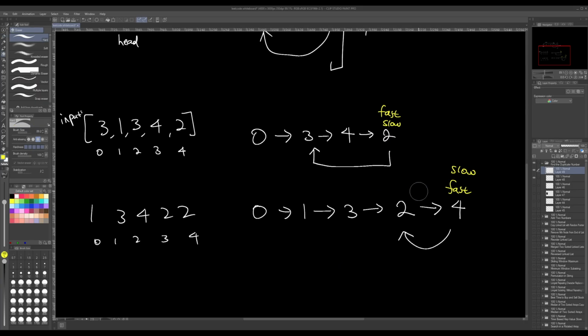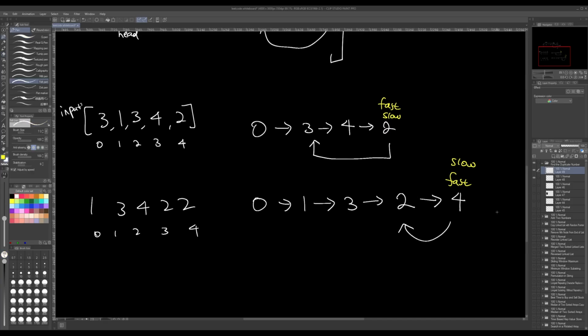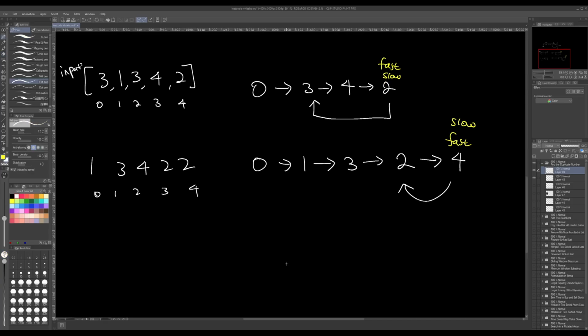But the biggest question is, why does this work? Why does this relationship exist? Well, that's because of maths. Let's have a look. Let's think about the distance that slow and fast have to travel. Okay, let's start with slow.